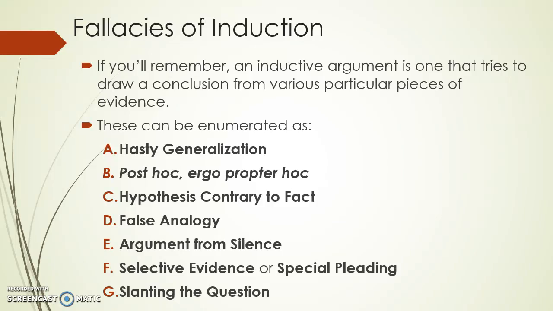This is hasty generalization. The second fallacy on this list is the post hoc ergo propter hoc fallacy, which literally means after this, therefore because of this, or this is often called the false cause fallacy. This is a fallacy which simply draws a fallacious causal inference from two separate events. Every time I take my car out to wash it, it rains. I conclude, therefore, that taking my car out of the garage causes it to rain. This obviously is a false conclusion.